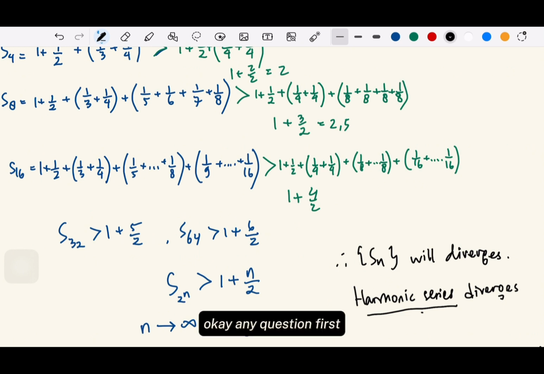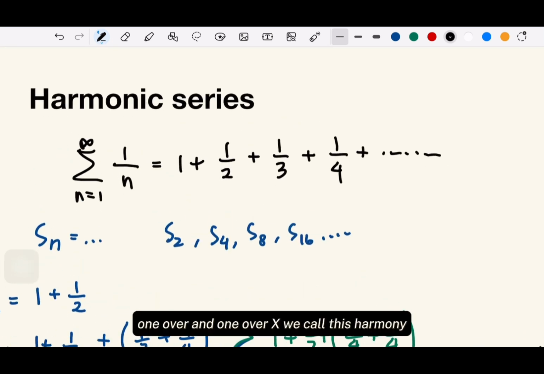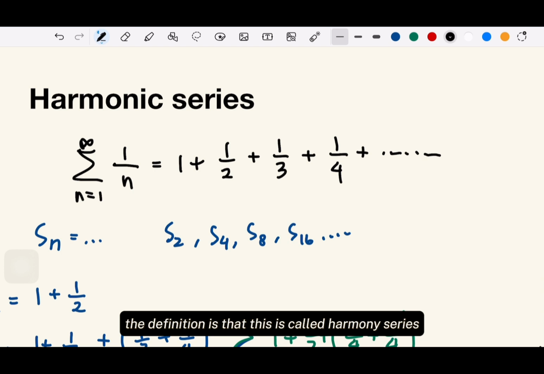Any questions first? Can you repeat again, what is harmonic series? A harmonic series is just a name. Anything that is 1 over n, 1 over x, we call it harmonic. We can see that it's 1 half, 1 over 3, 1 over 4. We say this is the harmonic series. It's just a name. The definition is this. And the harmonic series will always diverge.